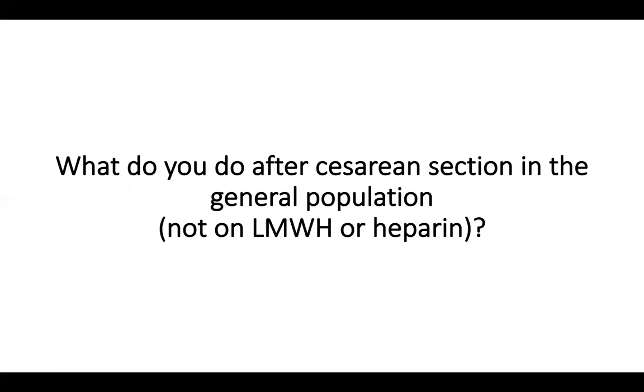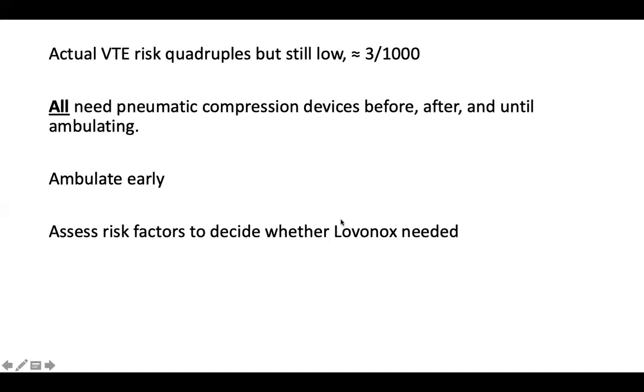And then this is the last question, and we're out of time, but I'll go ahead and put the answer up there. At least my approach, what you do is general population after a C-section, particularly those that were not planned C-sections, those that were just done with failed labor. Next slide. And the key is pneumatic compression devices before, after, and until the patient's ambulating. Ambulate them as early as you can.